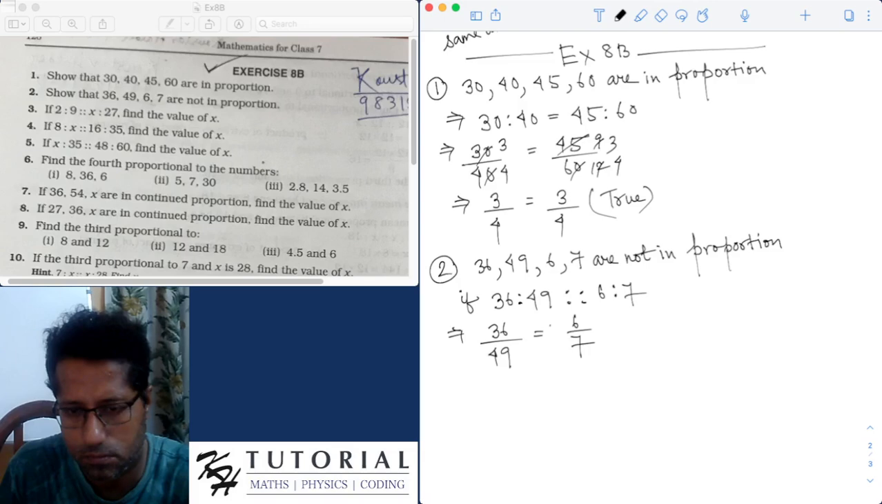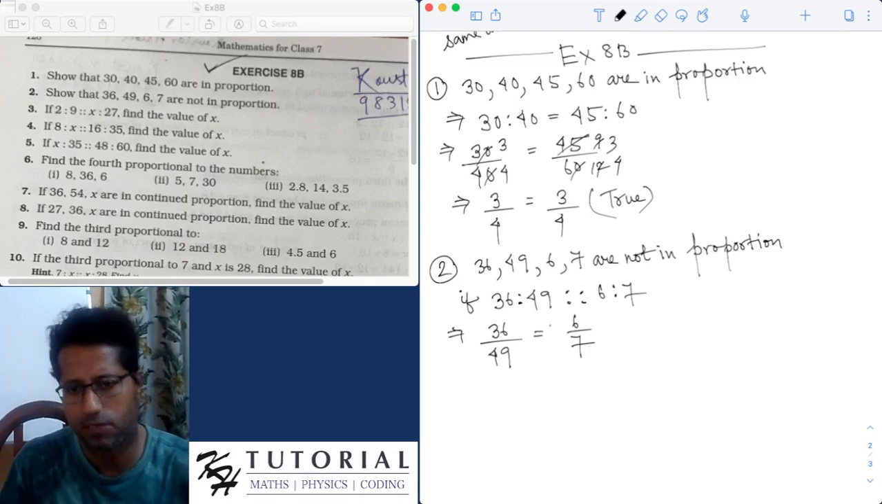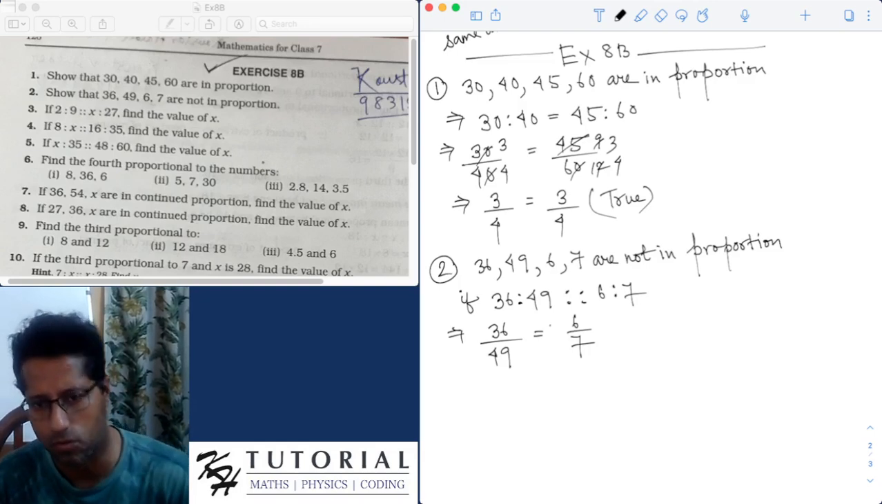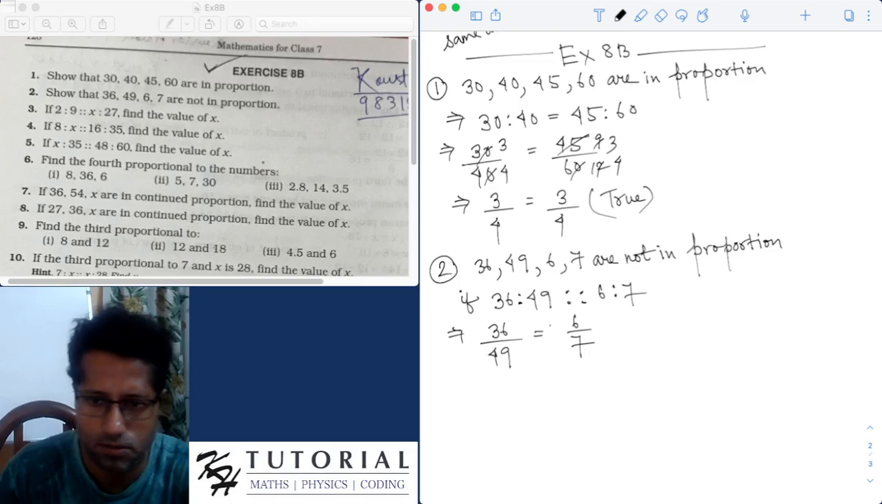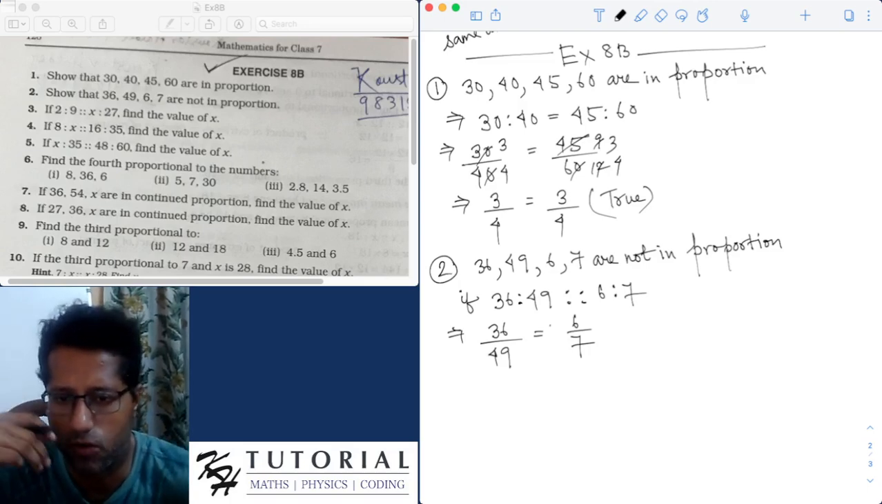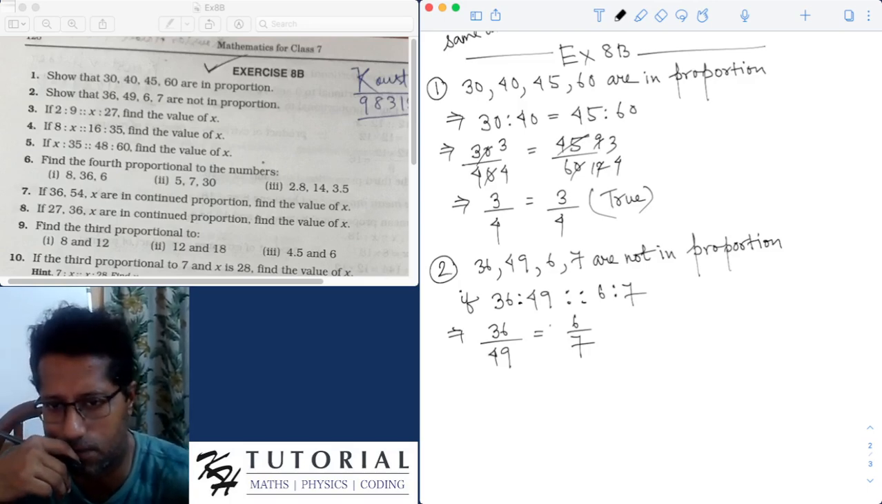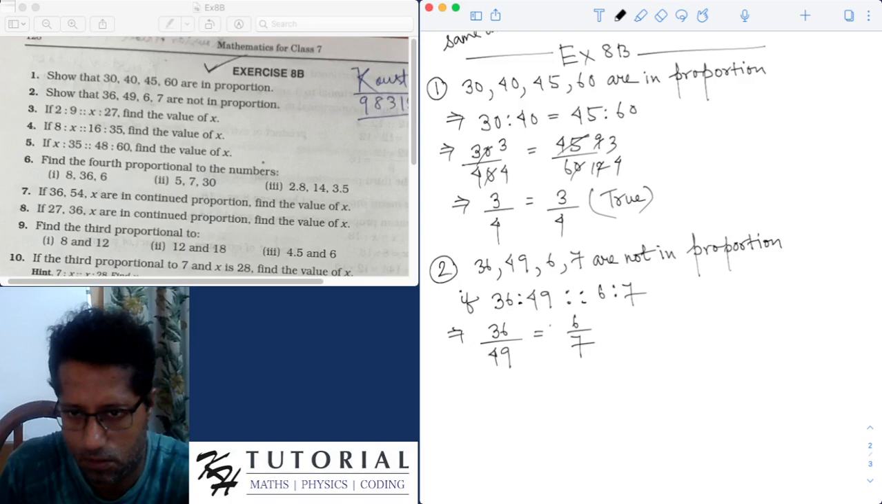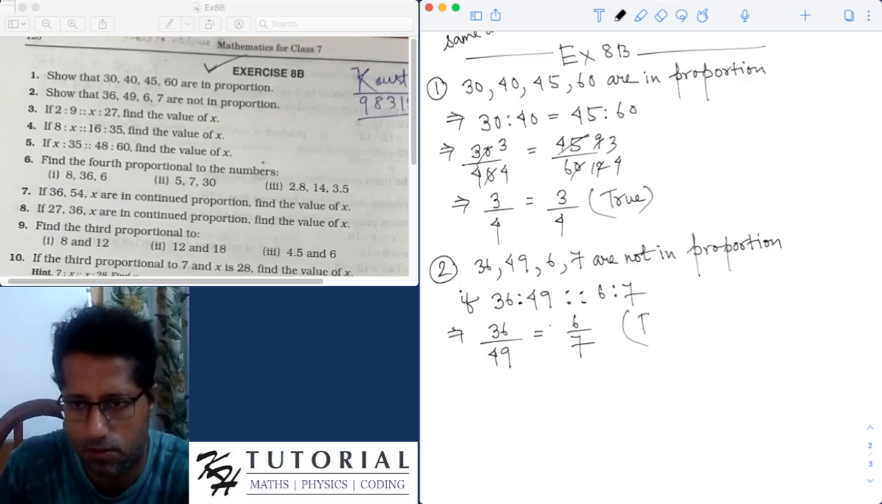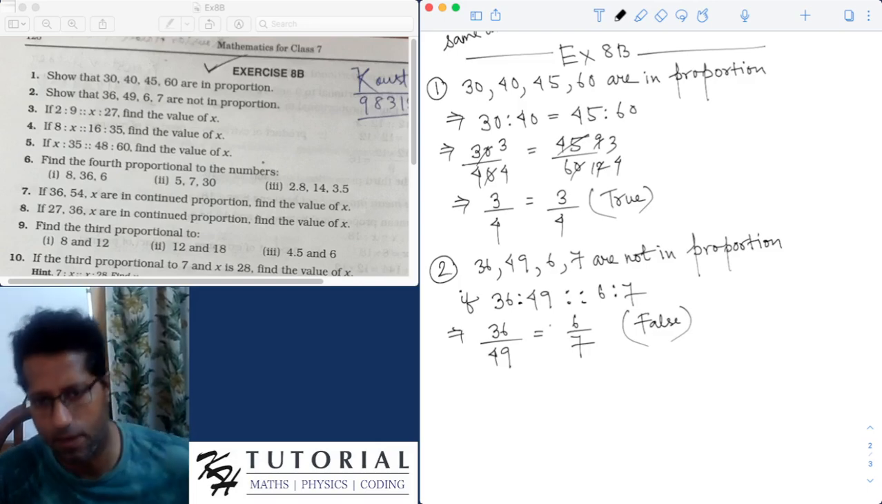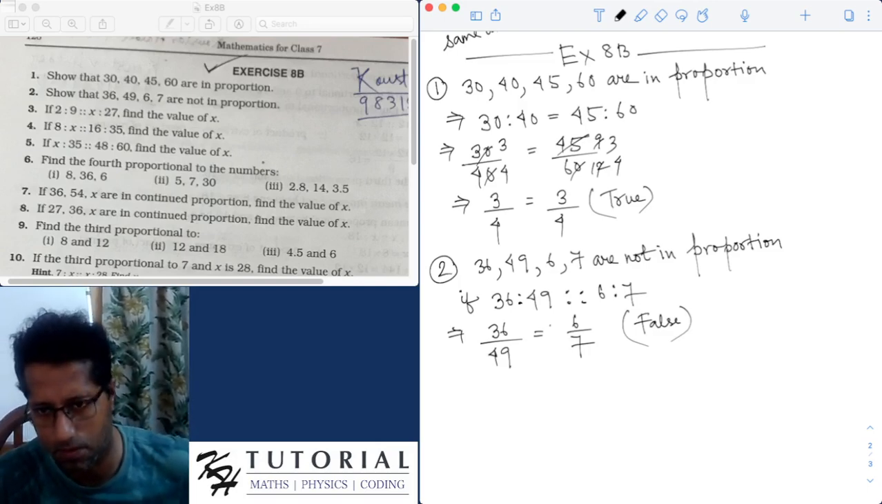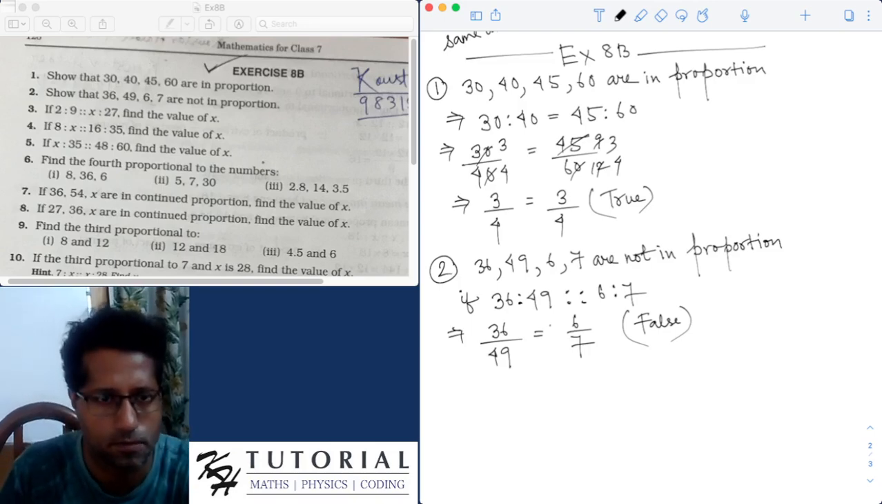Now 36 by 49 is in no way equal to 6 by 7, because 49 is divisible by 7, but 7 does not divide 36. So this is false. 36 by 49 is not equal to 6 by 7. So they are not in proportion. Okay.